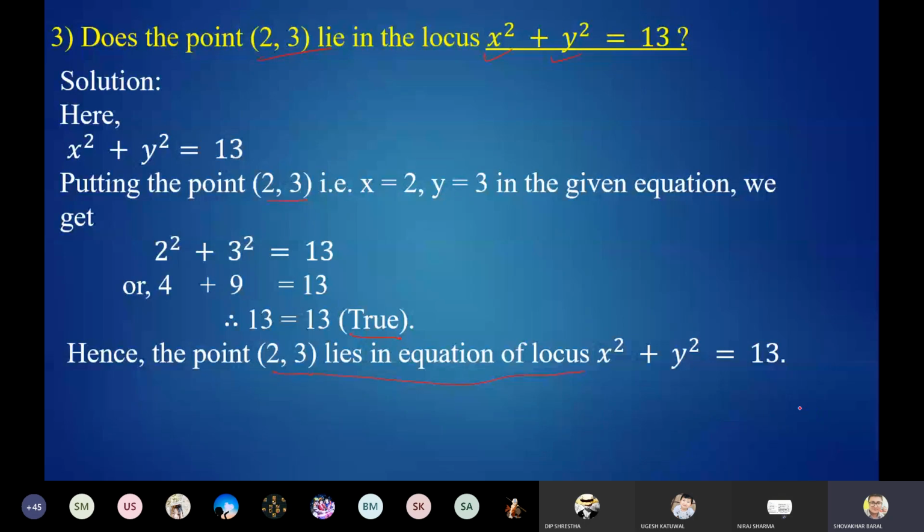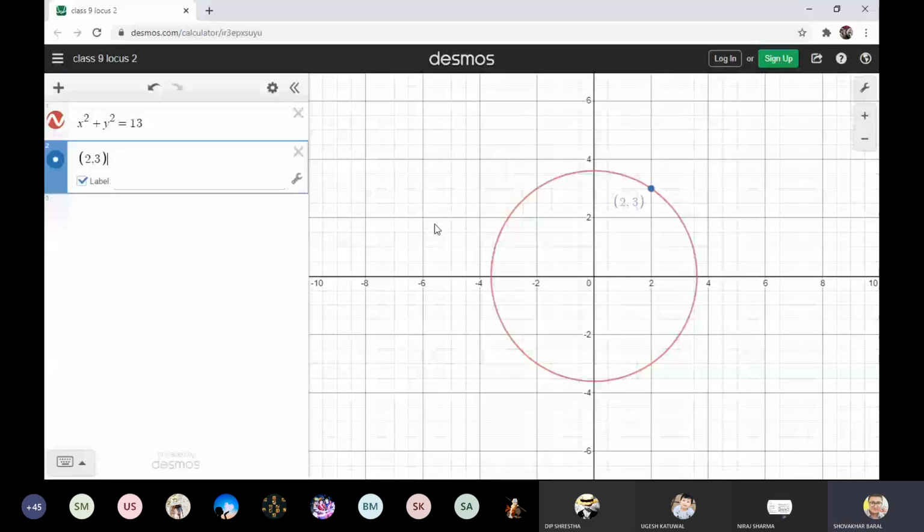How do we understand this? Earlier I showed from the figure whether the point lies on the path or not. And to do it mathematically, you need to put the value of x and the value of y in the equation, and if the value of the left hand side and the right hand side is equal, then you can conclude that this point lies on the equation, or in the locus of the moving point.